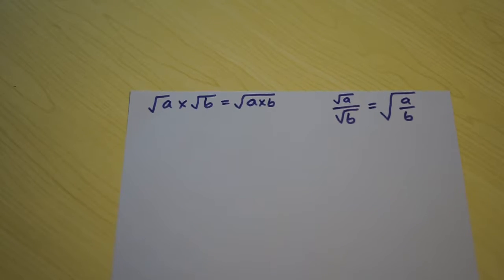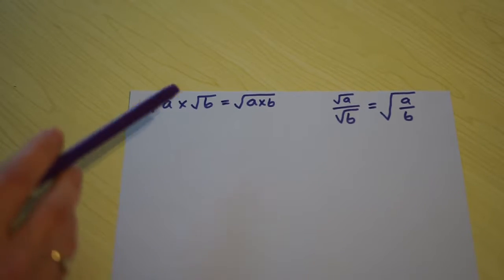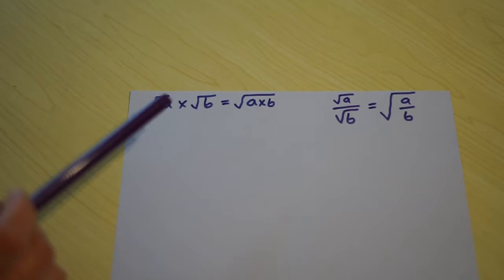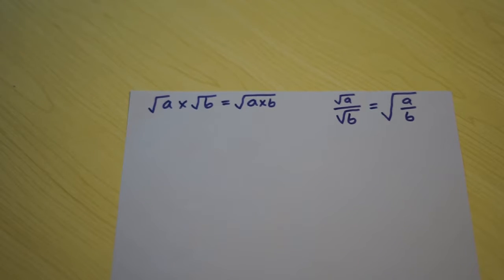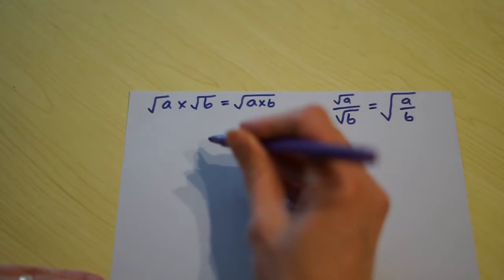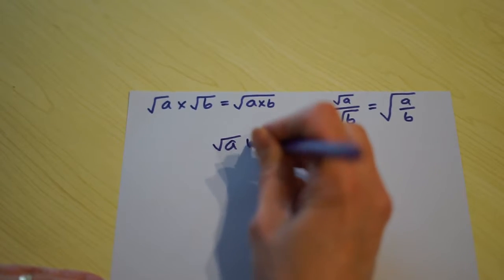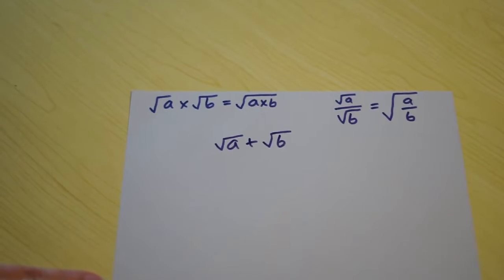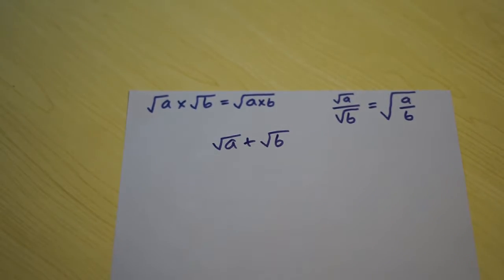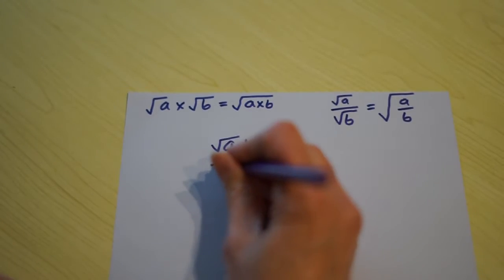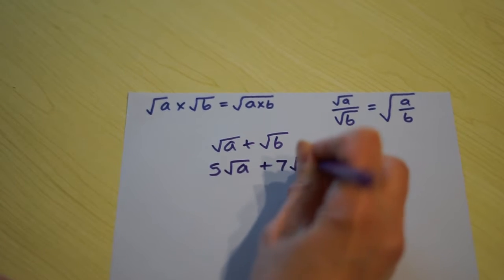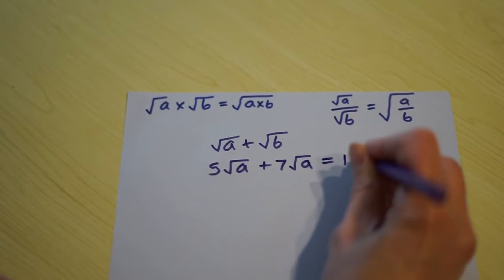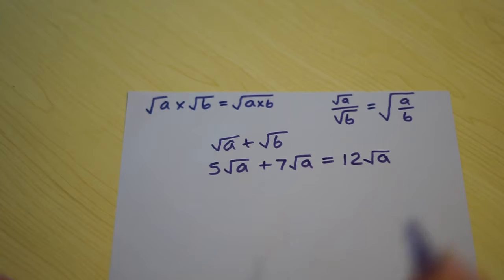Here are the rules of surds. Note that you can only combine when you're multiplying or dividing. If you're dealing with something like this, you can't combine them. But obviously, if you've got something like this, then that does combine.